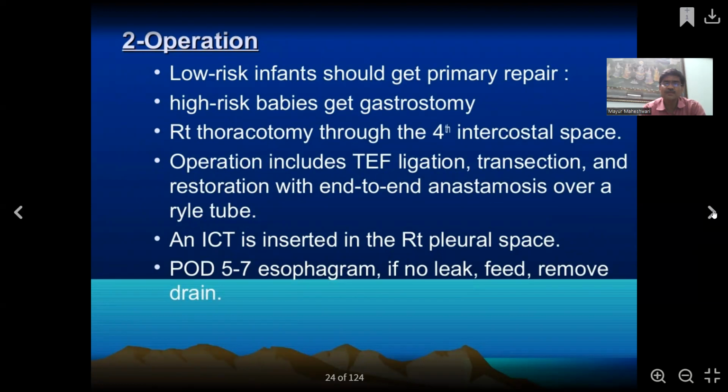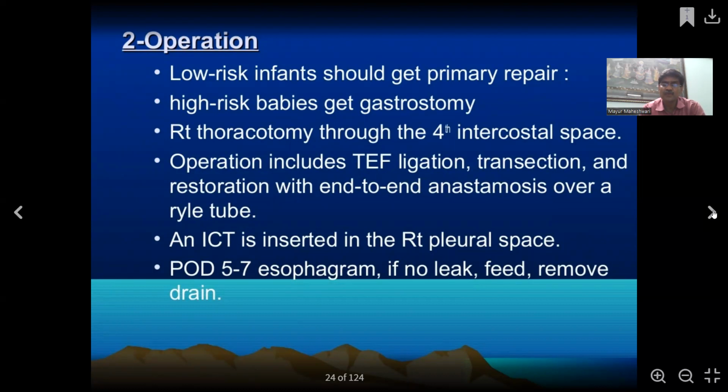Regarding the operation, low risk infants should get primary repair. High risk babies we do gastrostomies, which is a temporizing procedure. Usually we operate through the right thoracotomy through the fourth intercostal space. Operation includes TEF ligation, then transection and restoration with end-to-end anastomosis over a Ryle's tube. And an ICD is inserted in the right pleural space to drain the pleural cavity.